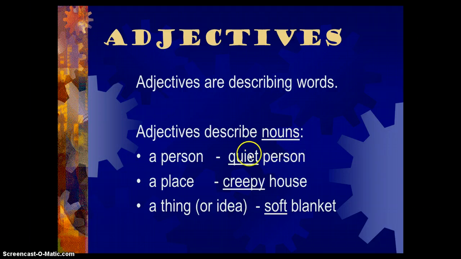this person is. If you want to describe a place, you could say creepy house. House would be the noun here, and our adjective is creepy, describing the house. You can also describe a thing. So for example, blanket, it's a soft blanket. Soft would be the adjective describing the noun blanket.